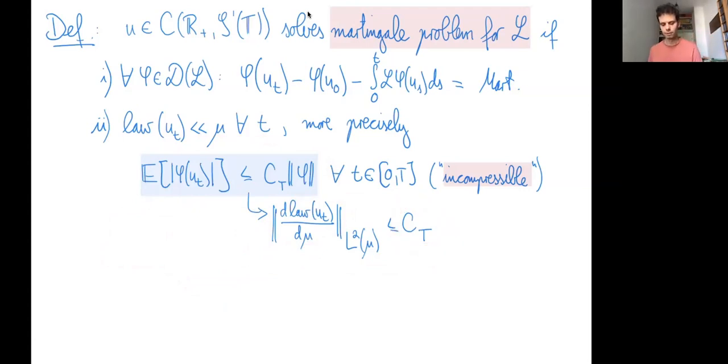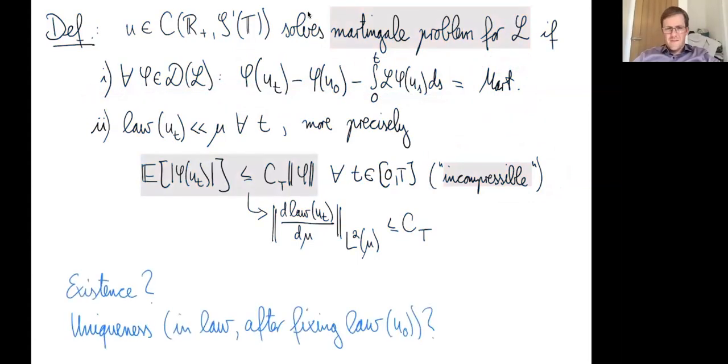Under this assumption, we call this process incompressible, and then this integral here is well defined, this condition now makes sense, and so this should become a martingale. So the question is, do we have existence of solutions to the martingale problem in this sense, and do we have uniqueness? Of course, martingale problems only give you weak solutions, so it should be uniqueness in law, and of course also only after fixing the law of the initial condition, because here we didn't say anything about the initial condition.